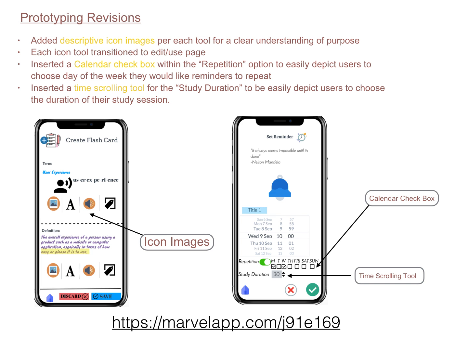For my prototype revisions, I first added descriptive icon images so they could be fully outlined for users to understand their features and functions at first glance. Second, each icon tool transitioned to examples of how they operate interactively. Third, a calendar checkbox was inserted for the repetition feature so its purpose is easily understood if users choose to use it. And fourth, a time scrolling tool for the study duration was inserted to be easily understood by the users with faster mobility.